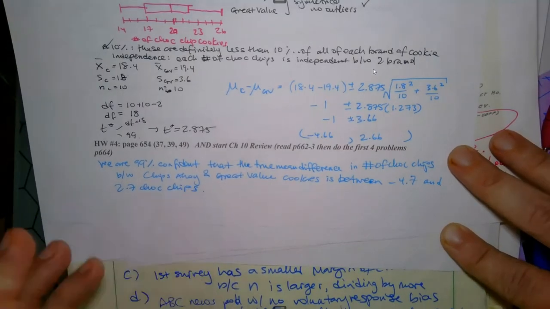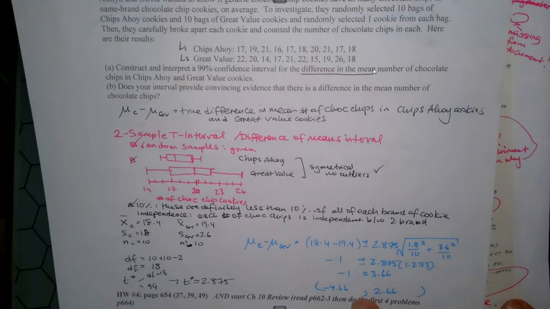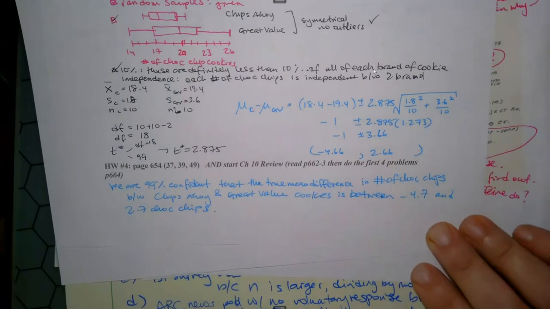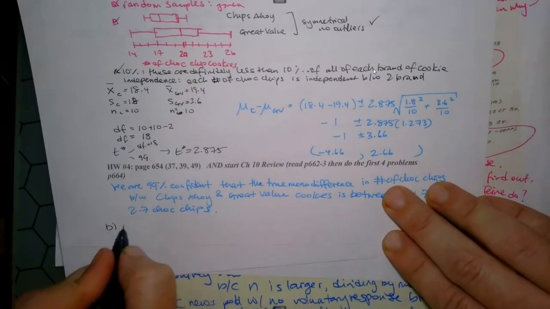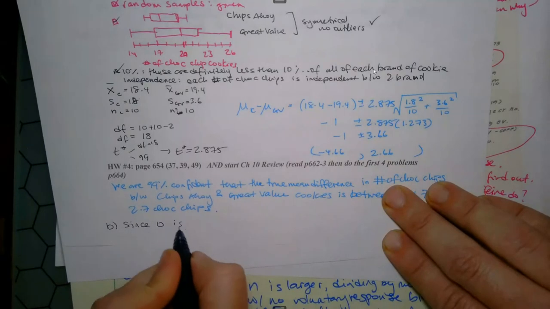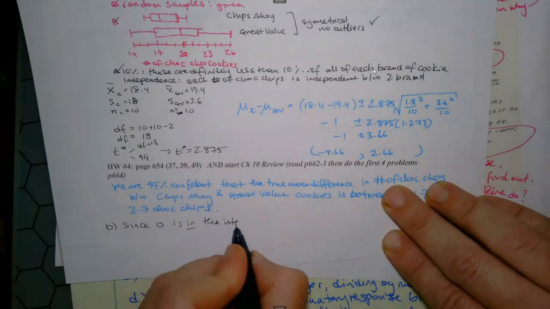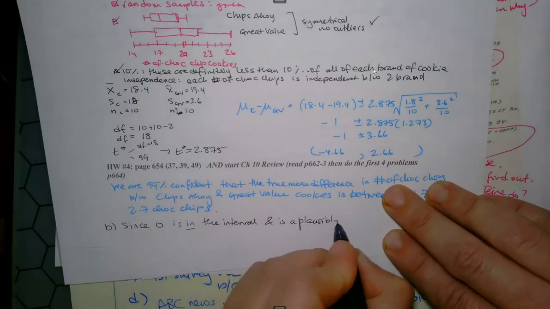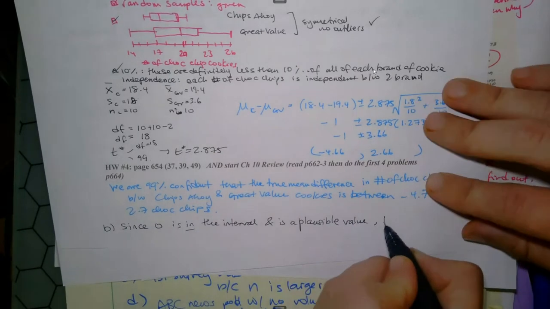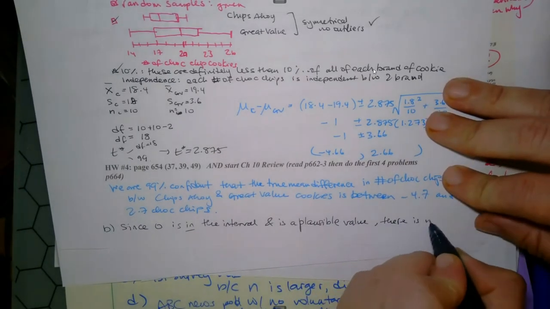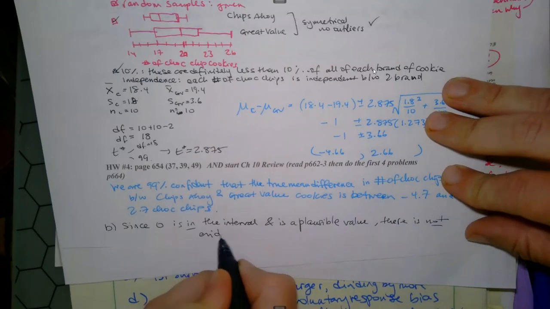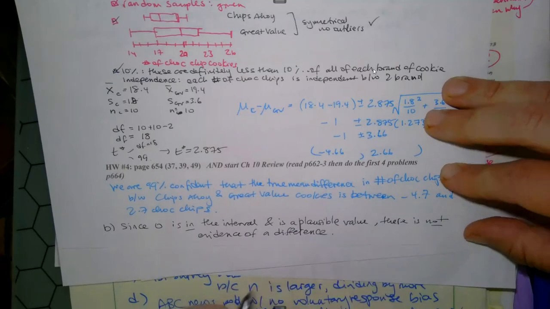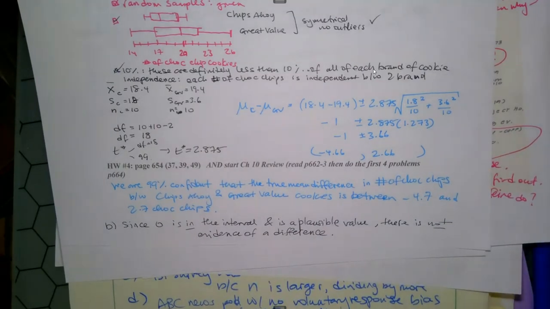And then there's a follow-up question. The follow-up question says, does your interval provide convincing evidence that there's a difference? Actually, guys, it does not. The number 0 is in our interval. So we're going to say for part B, since 0 is in the interval and is a plausible value, a possible number you could get, there is not evidence of a difference. This is saying you can get positive differences, you can get negative differences, you can get no difference, so no real discernible difference.